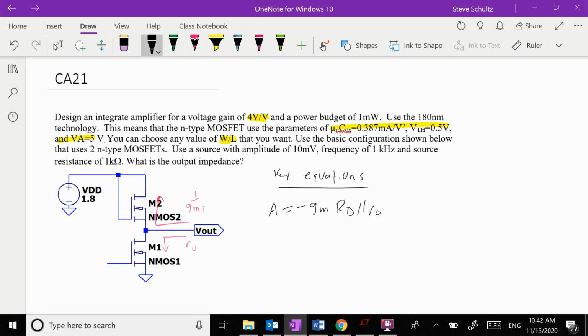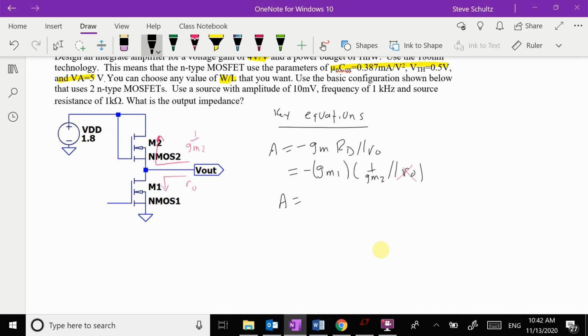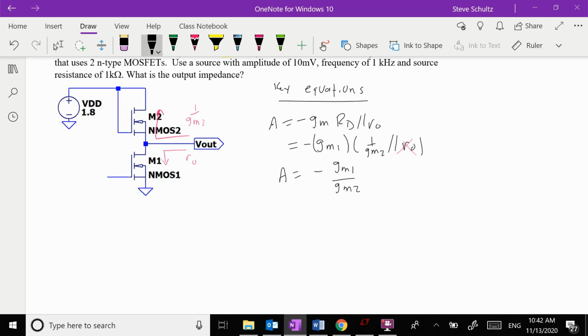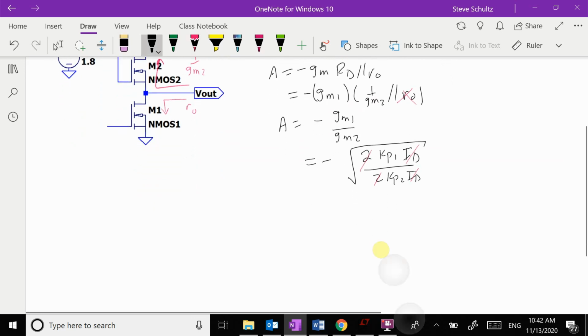and this is RO. So you see my gain is going to be equal to minus GM1 for my bottom transistor times 1 over GM2 of my top transistor in parallel with RO. The RO is negligible compared to the 1 over GM2. So my gain is equal to minus GM1 over GM2. Now we plug in the equation for the GM1 and the GM2, and I get 2 KP1 ID over 2 KP2 ID. Since they're in series, they both have the same current. So then we see that these all cancel off, and we are left with A is equal to the square root of KP1 over KP2, and we want that equal to 4.